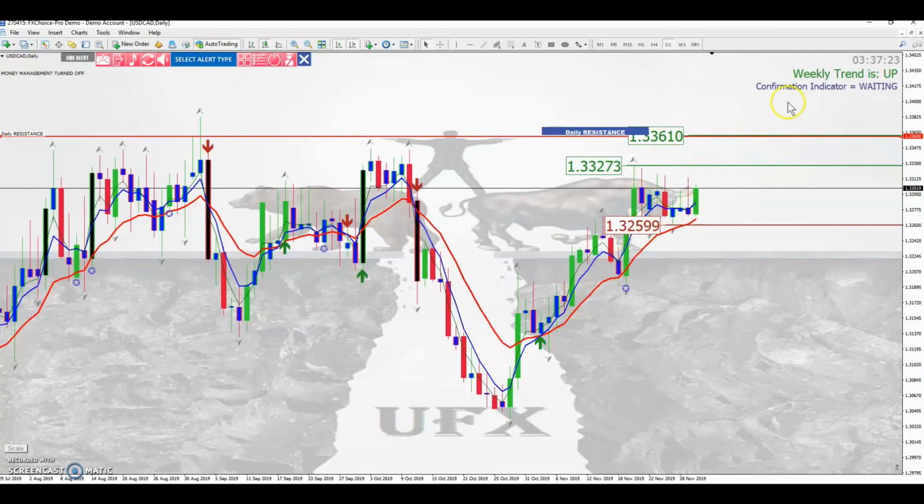We are pushing to the upside, our weekly trend. This indication up in the top right hand corner shows the time frame above the current time frame we're on. The confirmation indicator is based on the current time frame. So at least if we're on the daily, we can just quickly glance and see what the weekly trend is as we're going down.